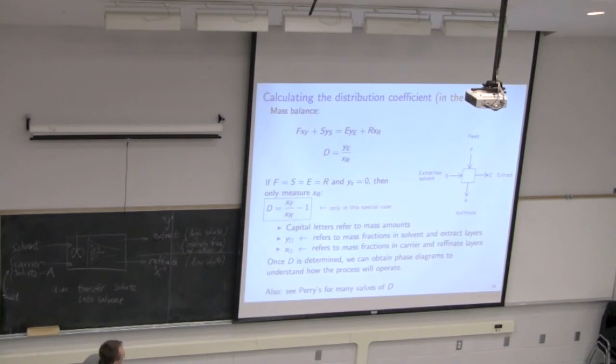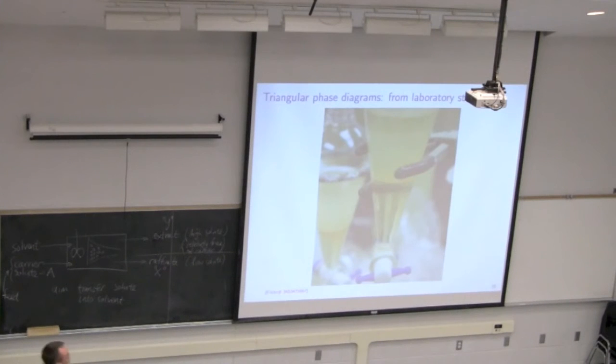Okay, let's go back. I'll skip over this slide. It's not really too necessary to understand here. I'd like to talk next about how we actually figure out how much solute moves from this stream and reports to the extract, and how much solute remains in the rest. So by the end of today's class, you should be able to say, for a given system at equilibrium, how much solute is in an extract and how much is in the raffinate. So let's take a look at how we do that.